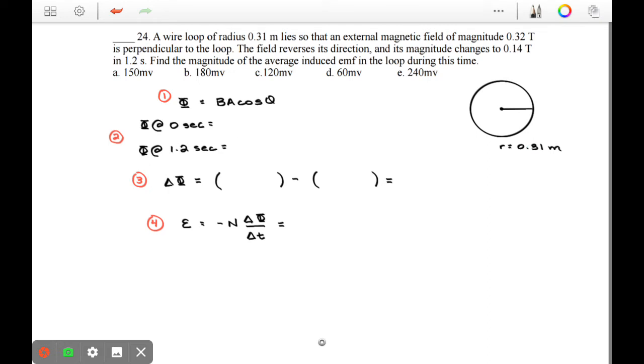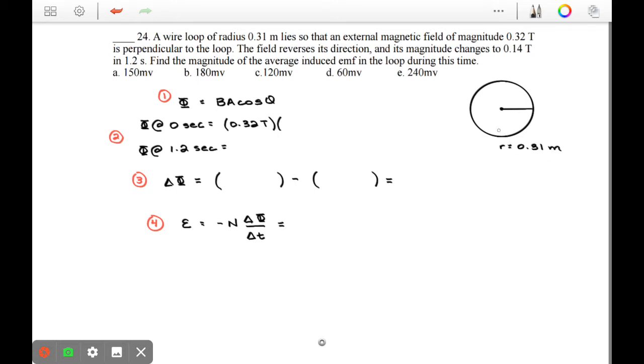In order to solve for the change in magnetic flux, I'm going to need to solve for the initial magnetic flux at time 0, and then solve for the magnetic flux at 1.2 seconds. So I know that magnetic flux is equal to magnetic field times the surface area times cosine of angle theta. The magnetic field has a magnitude of 0.32 Tesla. And then I can plug in my surface area, which I'm going to have to solve for using a radius of 0.31 meters.